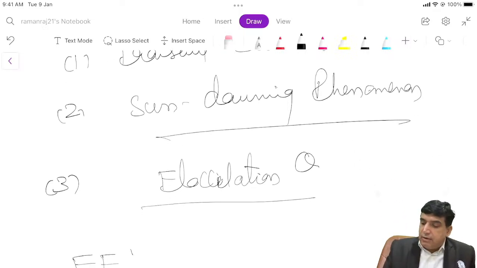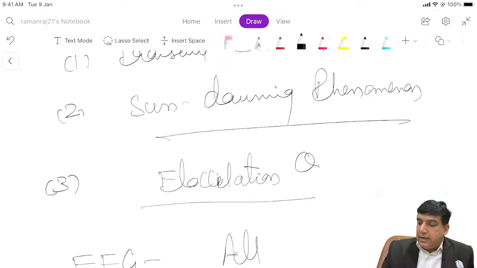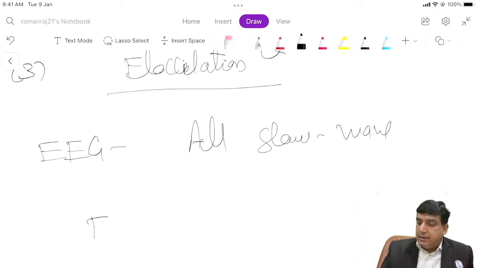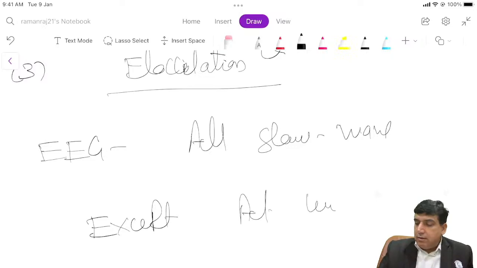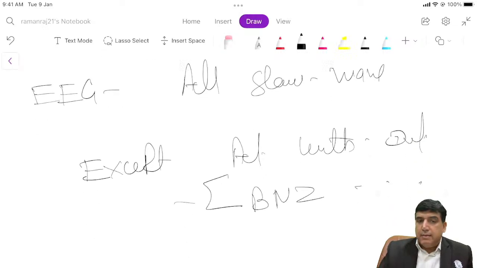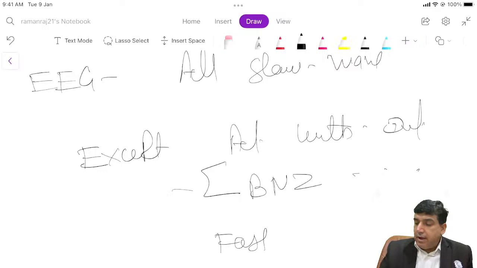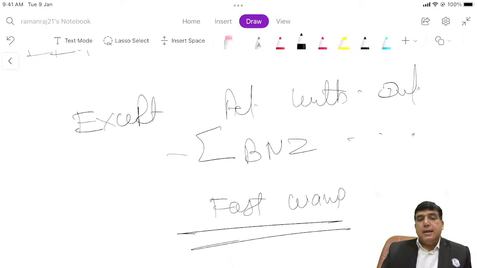EEG finding, electroencephalogram finding: all delirium patients have what? Slow wave EEG, except alcohol withdrawal delirium and benzodiazepine withdrawal delirium. Both of these deliriums have what? Fast wave activity. All other delirium have what? Slow wave activity.